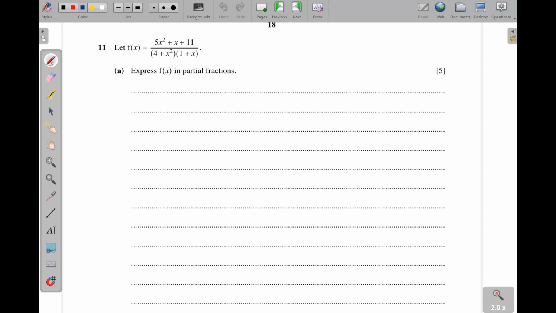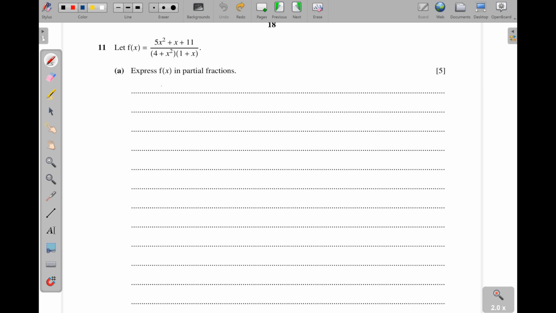Question 11, they are saying that we are supposed to express this one in partial fractions. The next part that comes after expressing this in partial fractions can be integration or binomial expansions. And we have done a lot of integration before, so probably it is from binomial expansions.